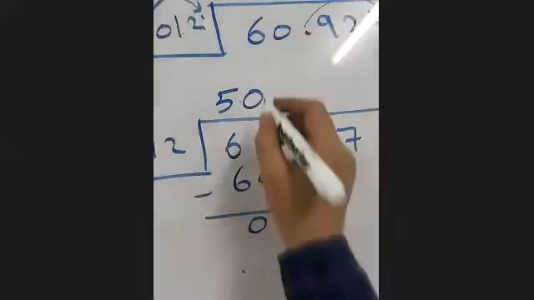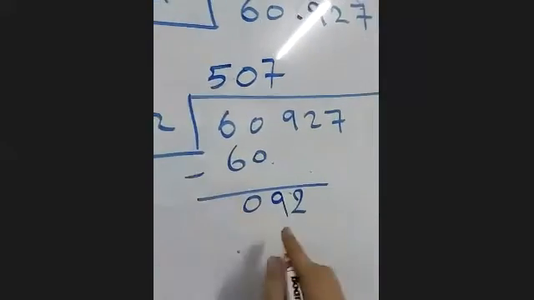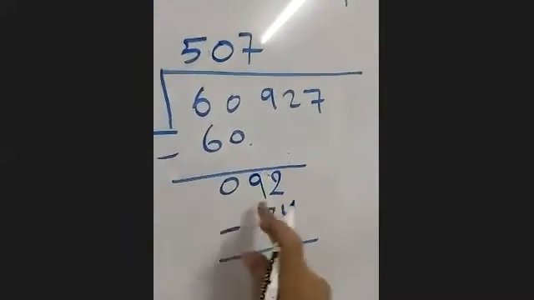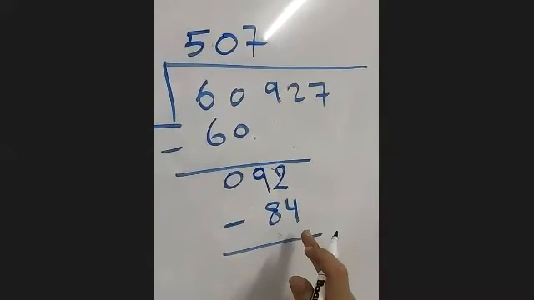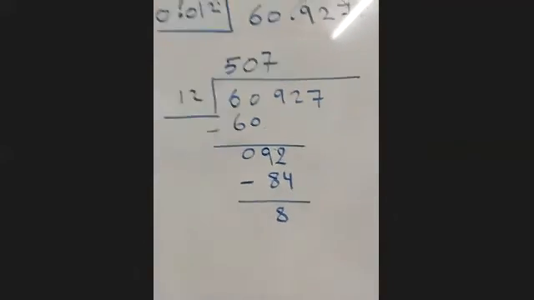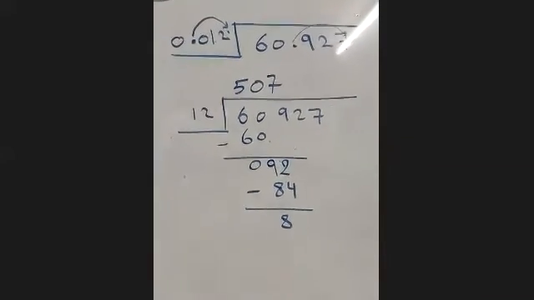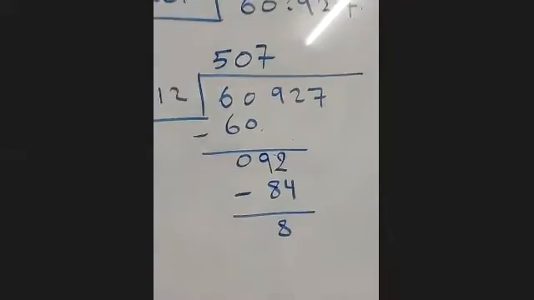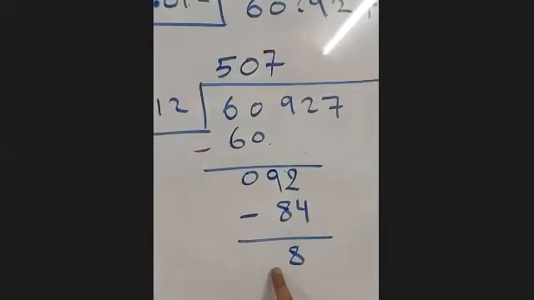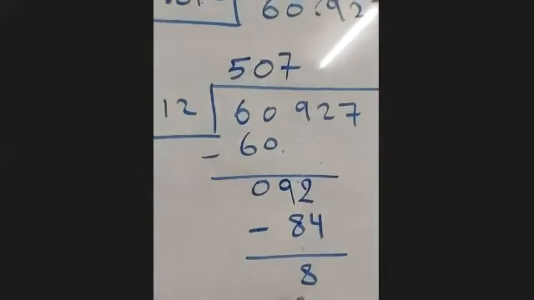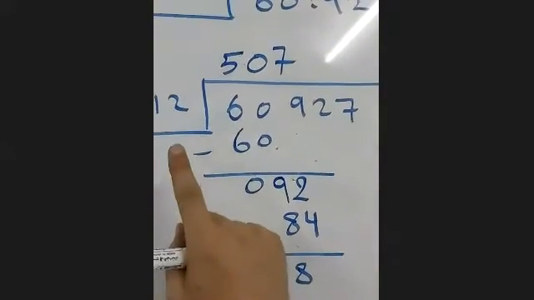I'll guess 7. 7 by 12 is 84. Subtract: 92 minus 84 is 8. 92 minus 84. Of course 2 minus 4 it cannot be. Take 1 from the 9, and so on. It's 8. Now 8, I bring the 2 down. I bring the 2 down. This 8, yes, should be less than 12.